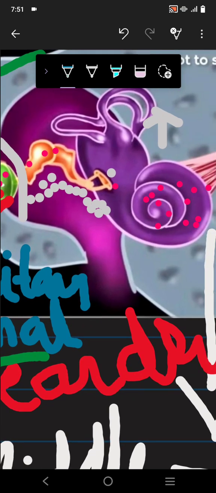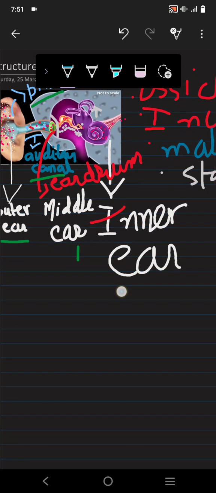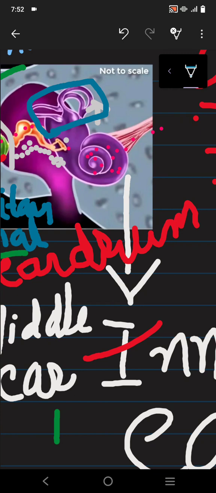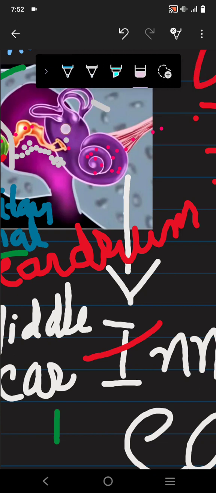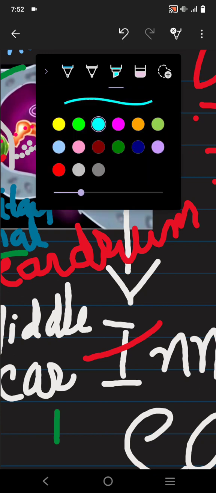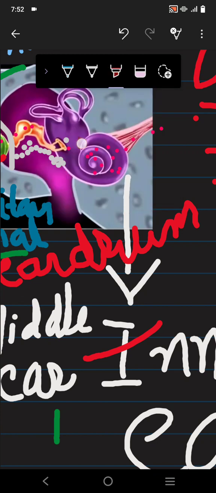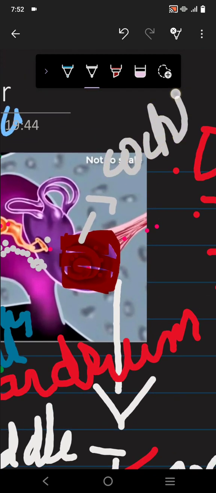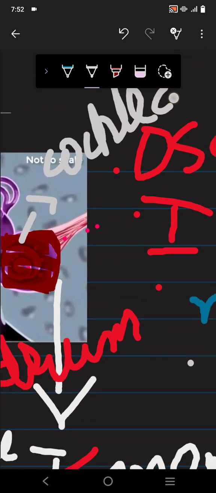At this point, our inner ear starts. This part is for balancing, so when you are running, it balances you. Now this part, let me highlight it, is known as the cochlea. I will write it also. So what's the function of the cochlea?